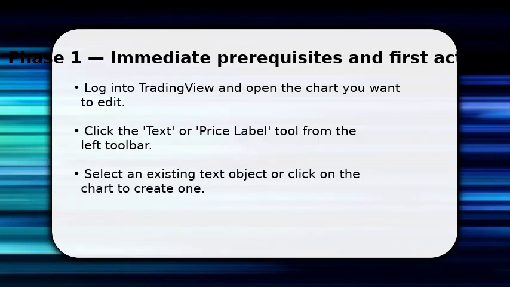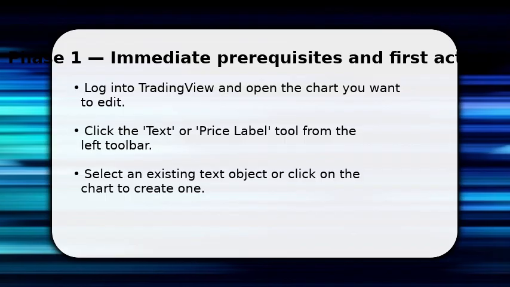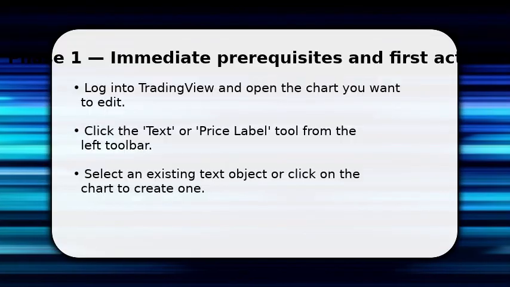Click an existing label or add a new text box on the chart. Once it appears, click it to reveal the object menu. From here, you're ready to access the text formatting options and proceed to precise size changes.